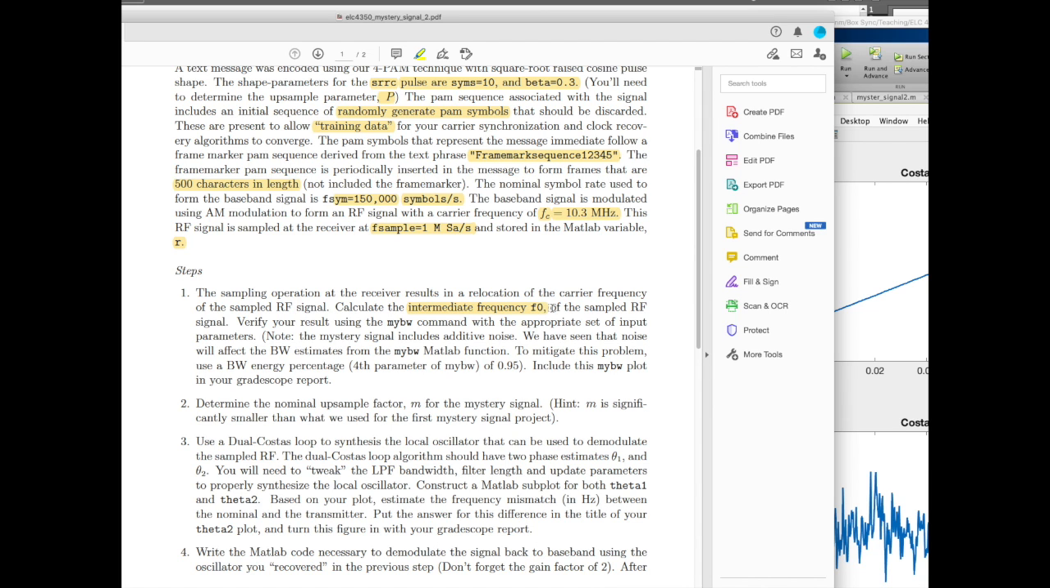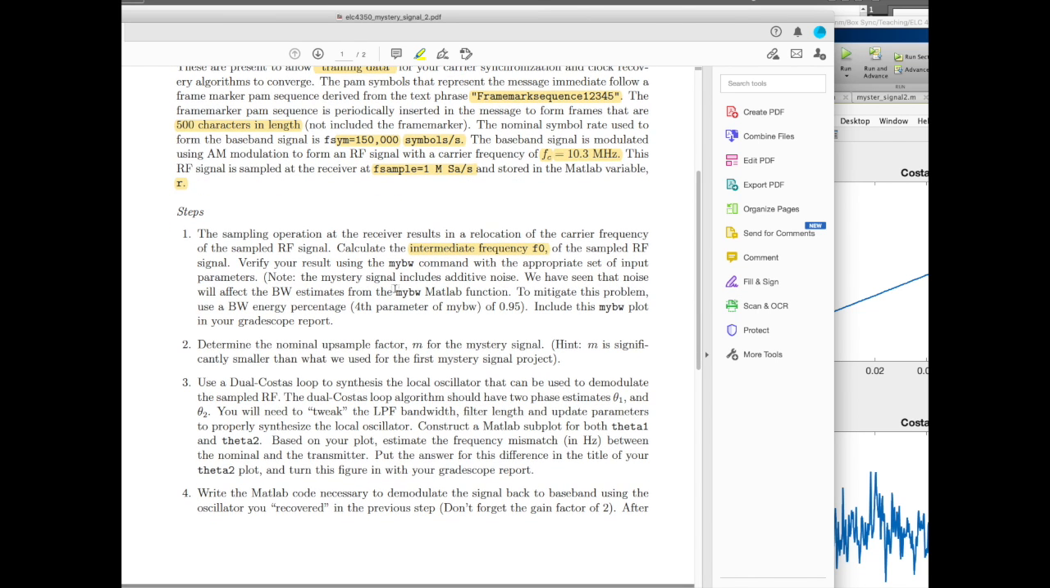The variable that we use for that is f0. Okay, and so we take 10.3 megahertz and figure out where that alias is back down to within a sampling rate of 1 megasample per second. If you're sampling at 1 megasample per second, the Nyquist interval is minus 500K to 500K. So you alias down by multiples of 1 megahertz until you land in the Nyquist interval, and that gives you your f0. We've talked about that before.